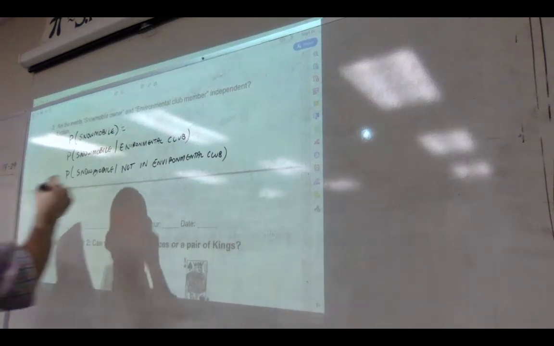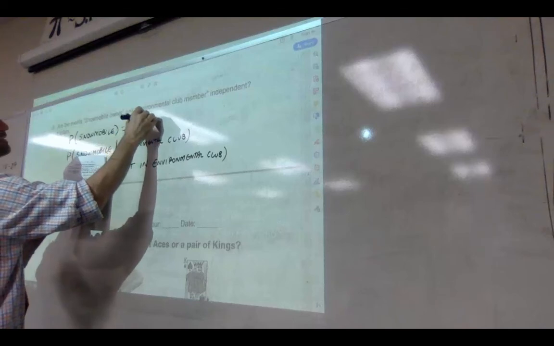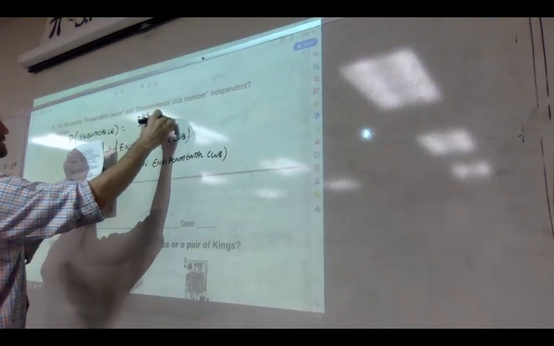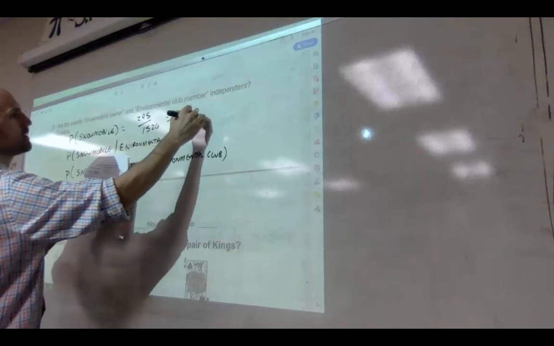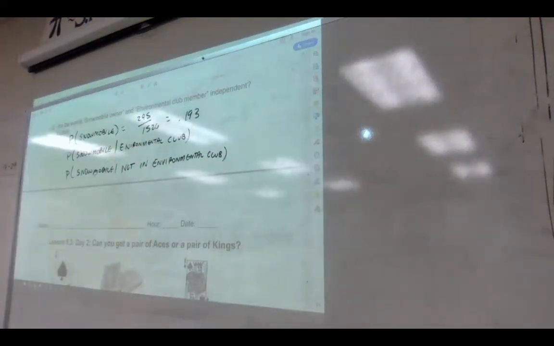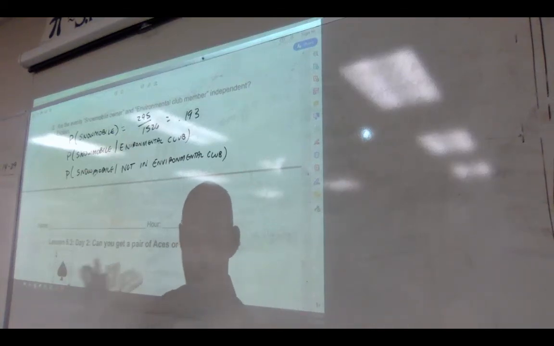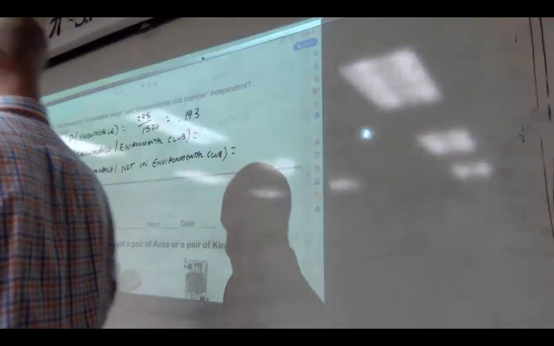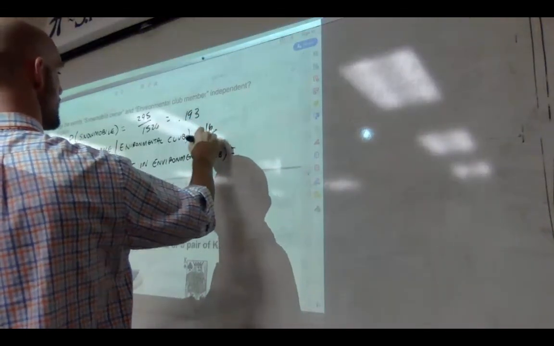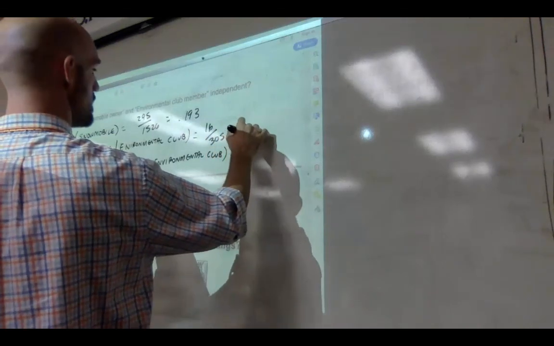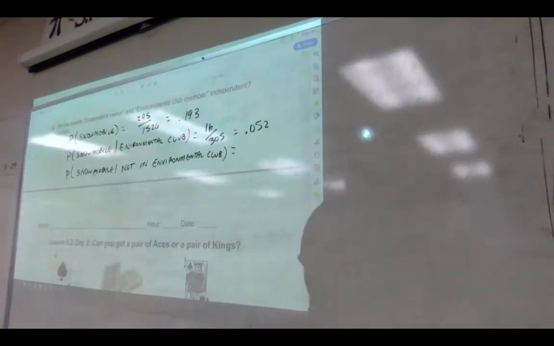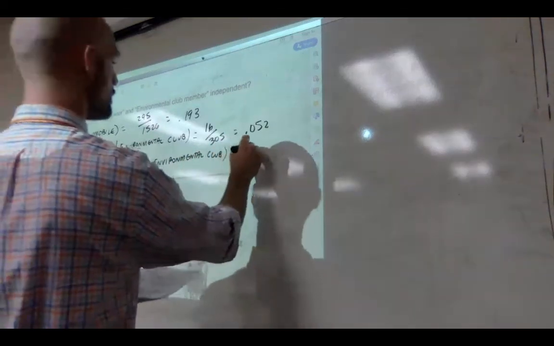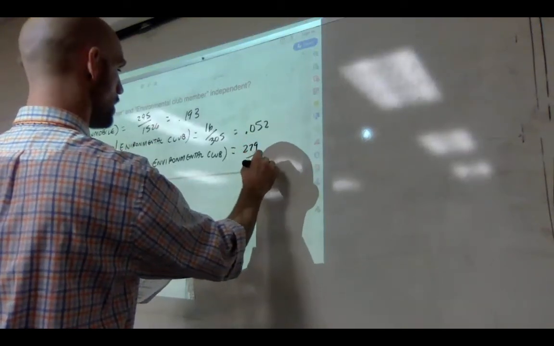Up here, this is 295 out of 1526, which is 19.3%. If they are truly independent and they don't have anything to do with one another, then 19.3% of people who are in the club and 19.3% of people who aren't in the club should own snowmobiles. But here, it's 16 out of 305. So this is 0.05%. So only 5% of people who are in the club own snowmobiles. Whereas 279 out of 1221.